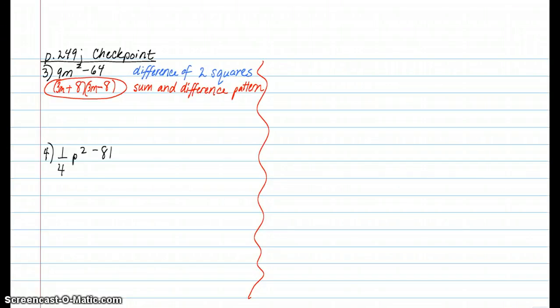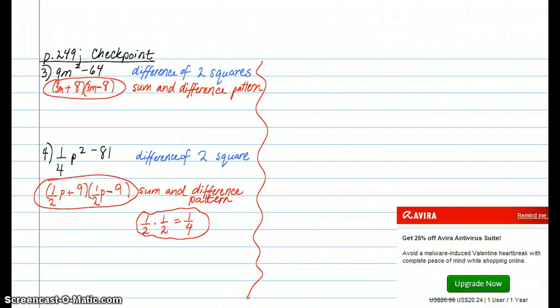Go ahead and try number 4. The only difficulty with number 4 will be what is the square root of 1/4? See if you can figure that out. What times what equals 1/4? Okay, number 4 is 1/4 p squared minus 81.